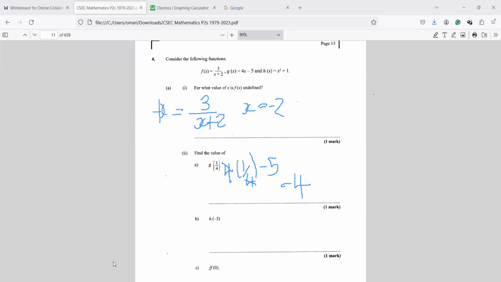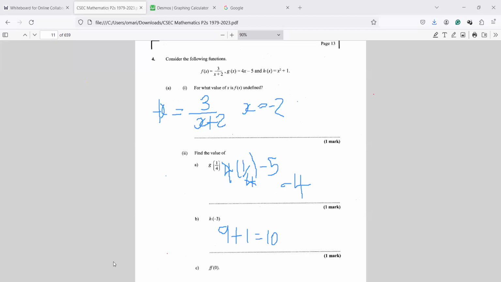You'll do the same for h. So h is x squared plus 1, and the x value in this case is negative 3. So negative 3 squared would give us a positive 9 plus 1. That will give us 10. So the tricky part now is where they tell you f of f of 0. So basically what they're asking you to do is plug whatever f is back into f, and then once you collect that function, you'll insert 0 for the x value.